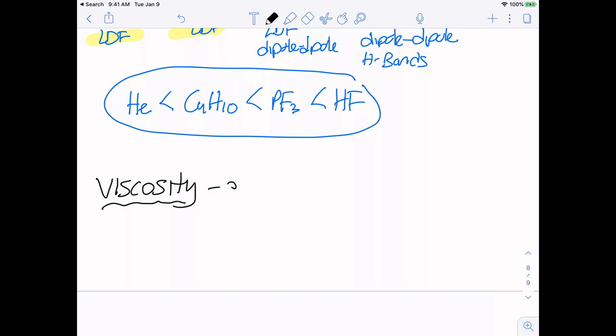So it's a substance's resistance to flow. And it's related to the strength of the substance's intermolecular forces. If they're strong, then the individual particles can't move around very well. If they're weaker, then they can move around better. The more the individual particles in the liquid can move around, the less it's going to resist flow.